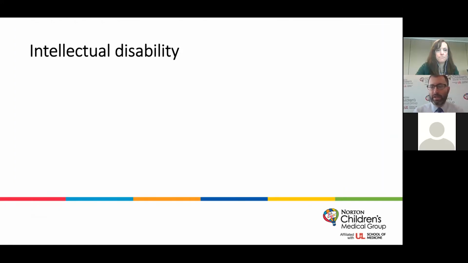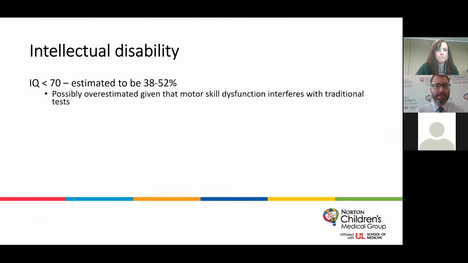So let's start with intellectual disability, and we'll look at how the different types of cerebral palsy change this based off what's going on. So first, as Dr. Harris really nicely talked about the idea of disability, I'm just going to use the IQ quotient here as a broad overview. It's expected that an IQ less than 70, which is the adult definition of intellectual disability, is estimated to be about 38 to 52%.